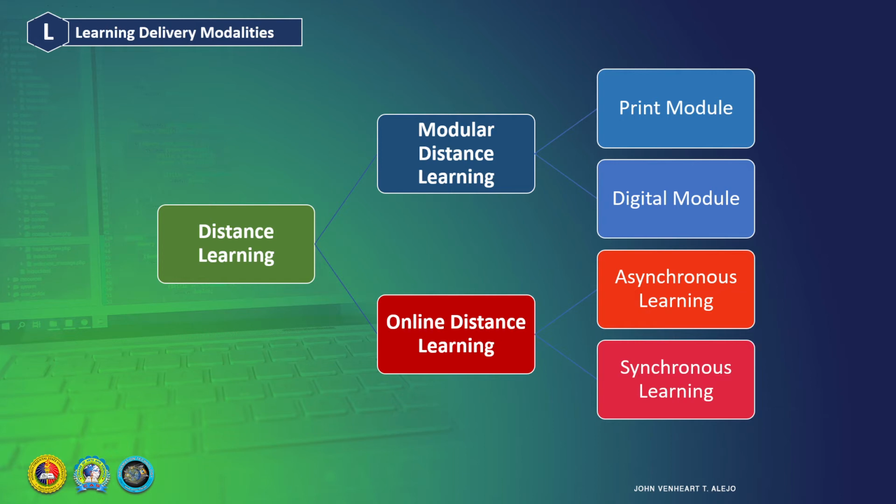The print module is for those students who don't have the capability to go online. For example, their houses are far uptown, in the mountains, and the signal is not very good. They even hang their cellphones just to get a signal. For them, we really give the print module.